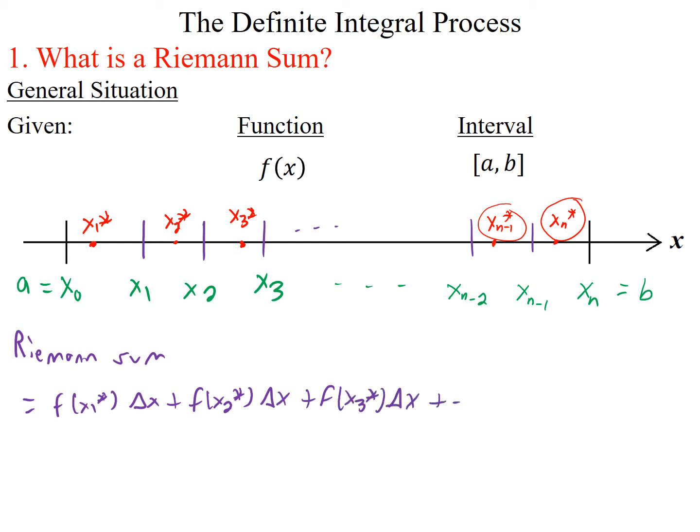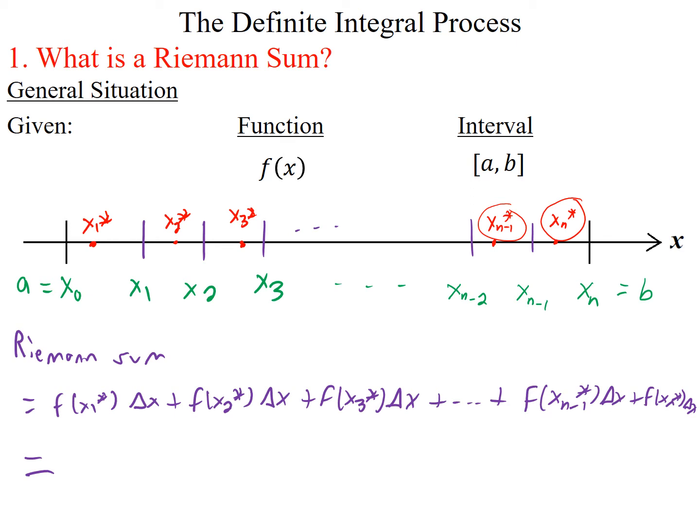And I'll just write my sum like this because, again, we don't know how many terms we have. And then the second to last one would be f of xn minus 1 star delta x plus f of xn star delta x. Yeah, that's how that Riemann sum would go. And so that's a Riemann sum. And again, this kind of sum, doing it using this process, is important in some way, which we'll see later on in some other video.